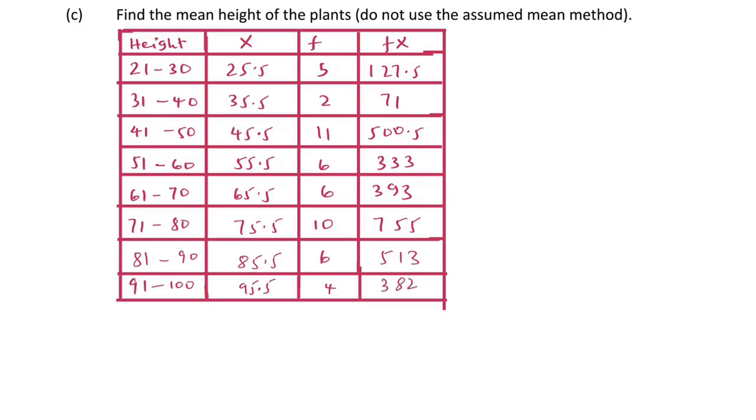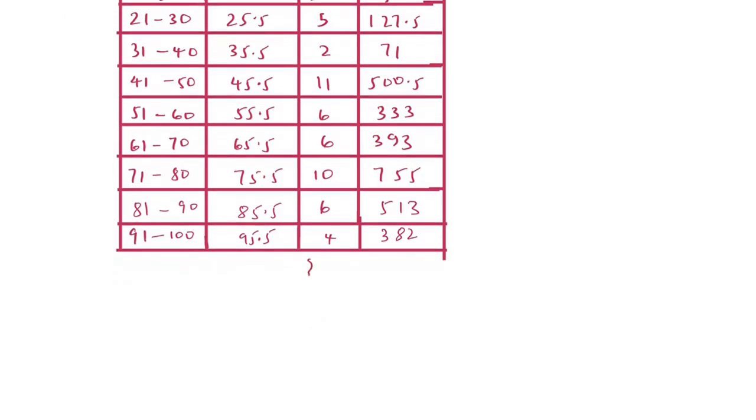Let us finalize our table by finding the summation of the frequency, which after summing the values, the answer here is going to be 50. And also, let us find the summation of fx, which after summing the values, the answer here is going to be 3075.